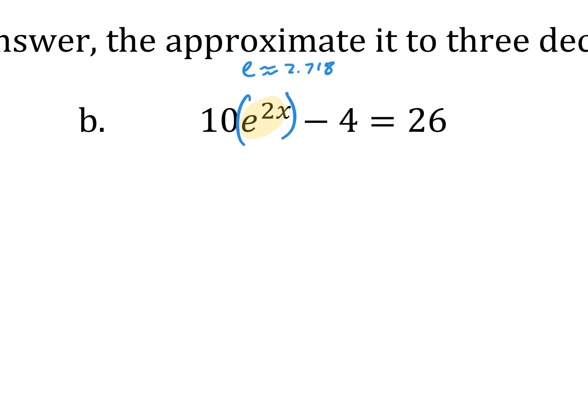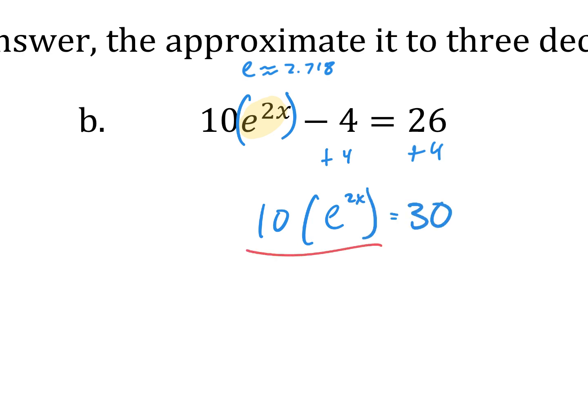Okay, our order of operations says exponents go first. So we've got to get that 4 out of there first. We're going to isolate that exponential. And that's going to be 30. Let's divide that 10 off because it's being multiplied. Okay, e to the 2x equals 3. So we've got to divide. Now we've got that exponential all by itself.